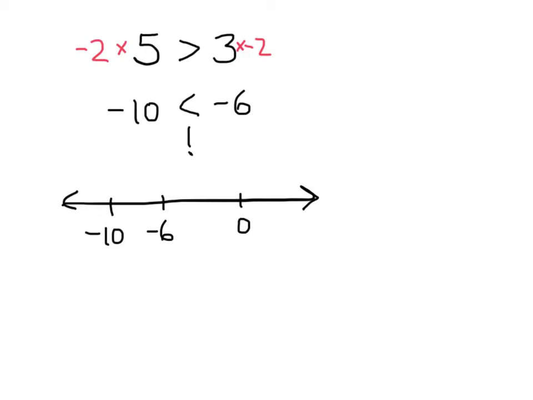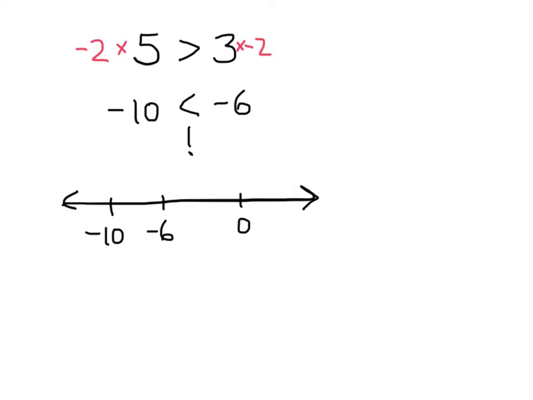So that might be a little bit of a surprise, that the direction of our inequality changes when we multiply by that negative number. So the rule of thumb that you always want to remember is that when you multiply or divide both sides of an inequality by a negative number, the direction of the inequality has to get reversed. But if you multiply both sides by a positive number, or divide both sides by a positive number, then the inequality stays in the same direction.